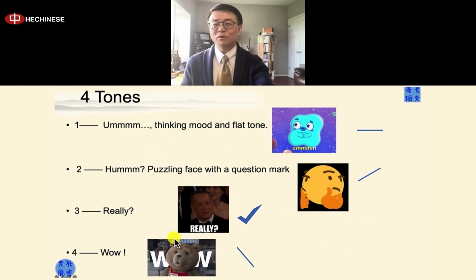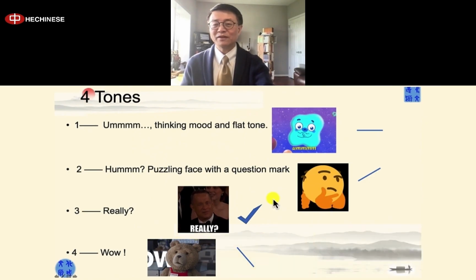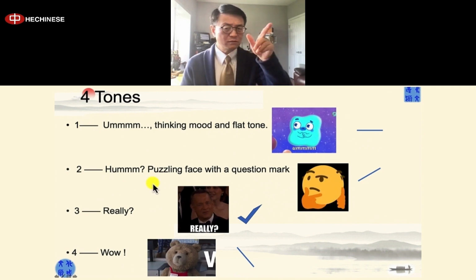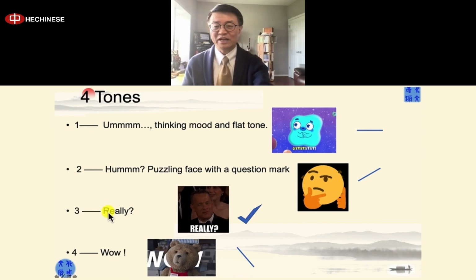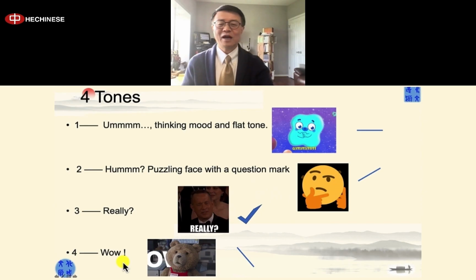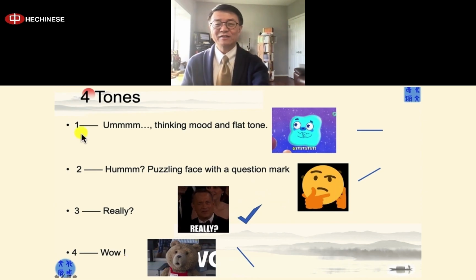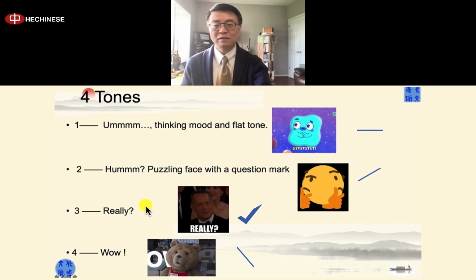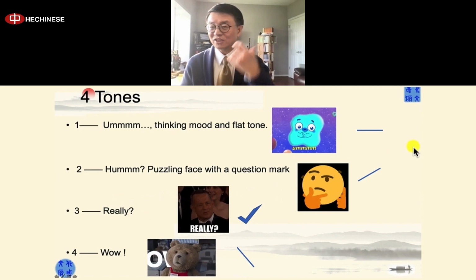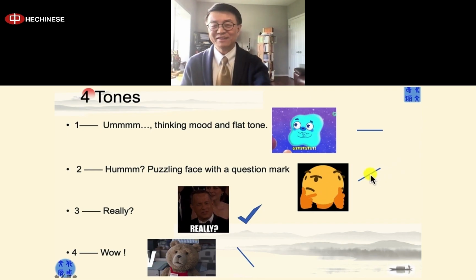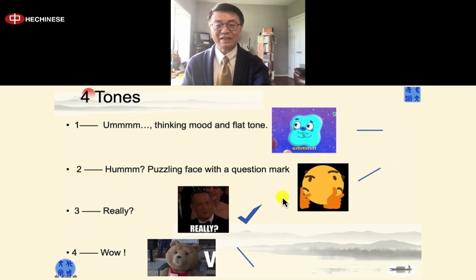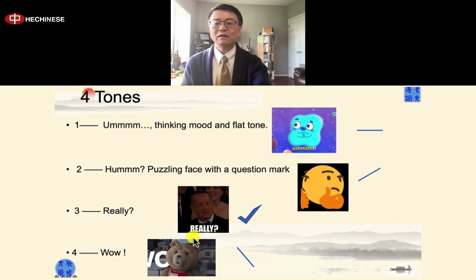Or I have some emoji for you. Thinking with a flat tone, that's the first tone. The second tone, puzzle face with a question mark. Third one, really? Check mark. It's almost there. Wow. Oh, wow. Right? Yeah, it's easier actually. Yeah, I prefer that. Really? Wow.